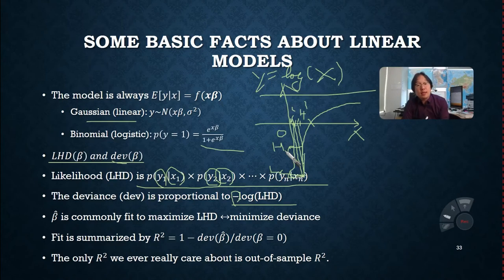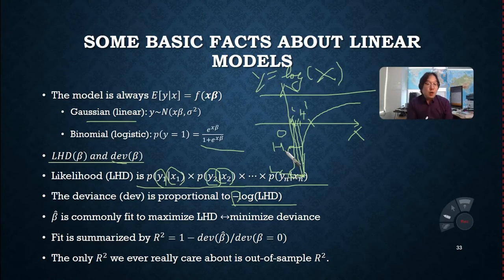And then beta hat is commonly fit to maximize likelihood. By maximizing the likelihood, you are minimizing the deviance. The least squares regression is the same idea: minimize the squared distance between the predicted value and the actual value, the residual. Fit is summarized by R squared, which is 1 minus the deviance of beta hat over the deviance of the null case, which is beta equals 0, all the way down.